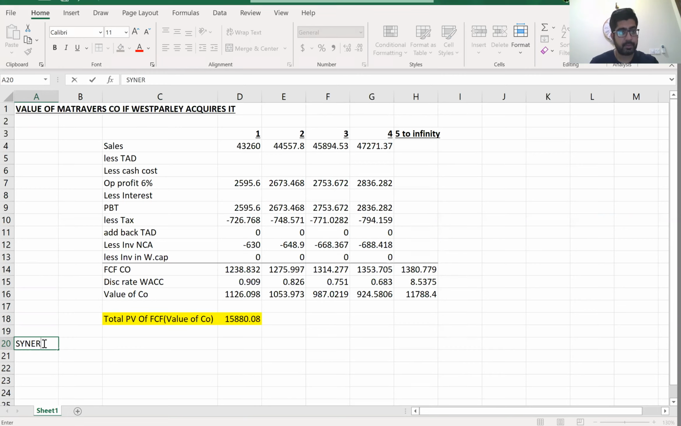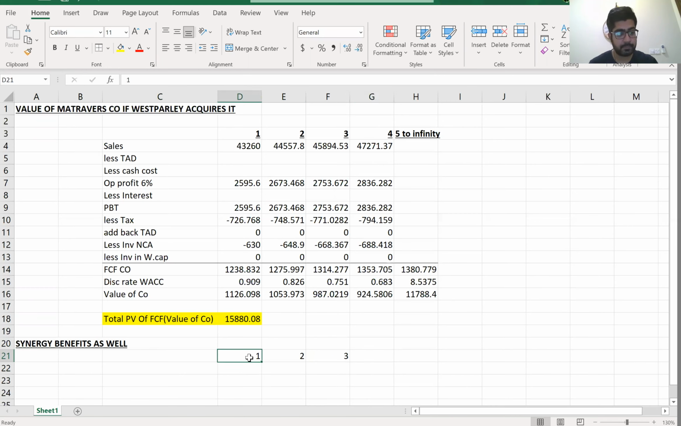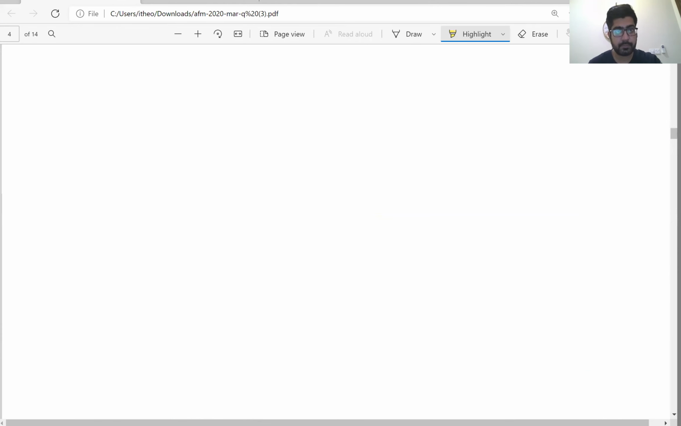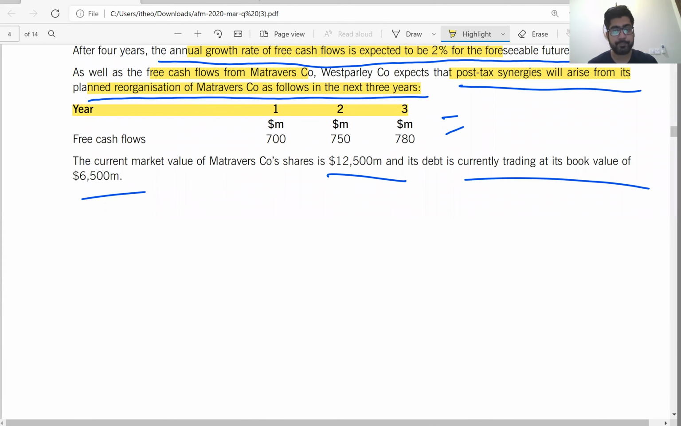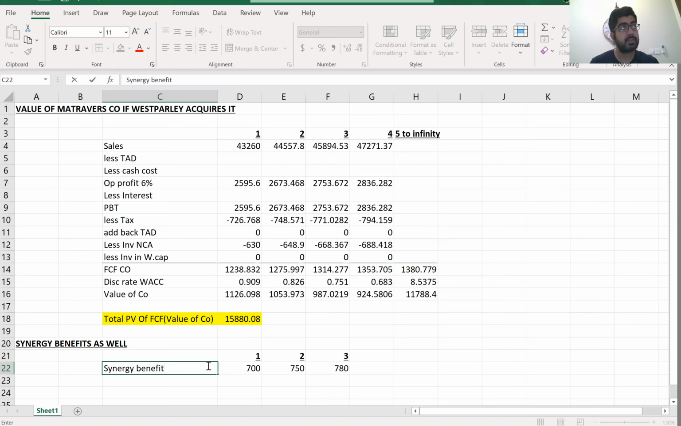Together with this, there are some synergy benefits as well. So synergy benefits will be for 3 years. And the synergy benefits are 700, 750, 780. Since they are in future years, the synergy benefits, you need to multiply it with discount rate, obviously to convert into present value terms, 0.909, 0.826, 0.751.